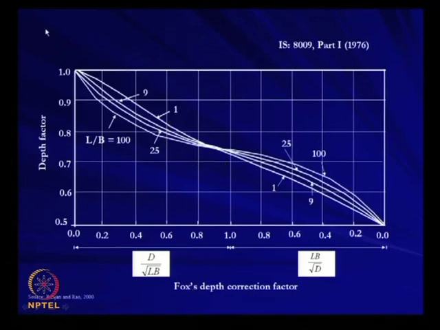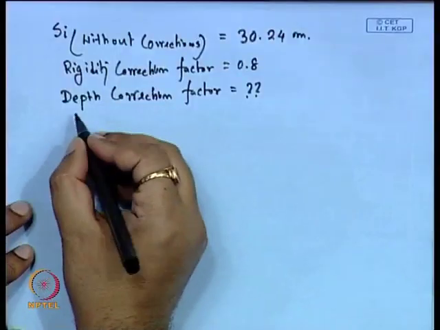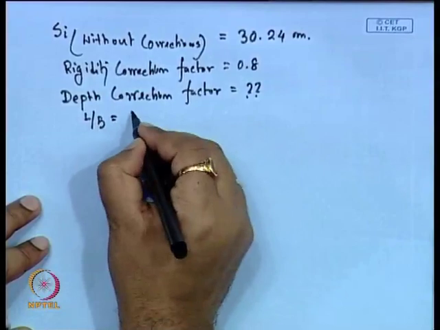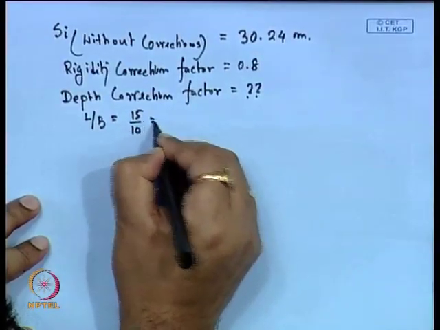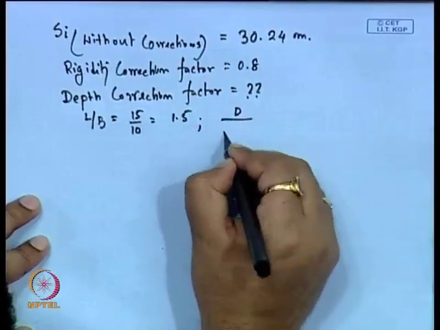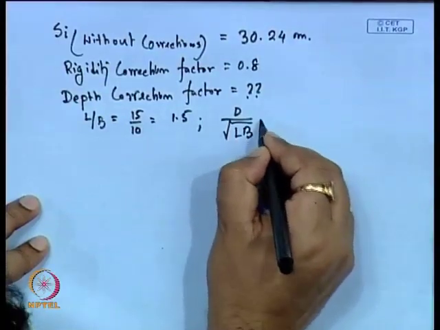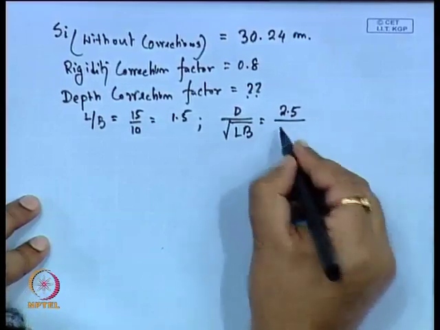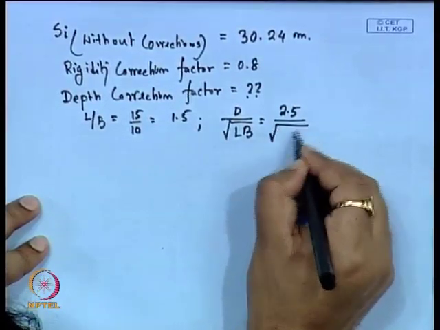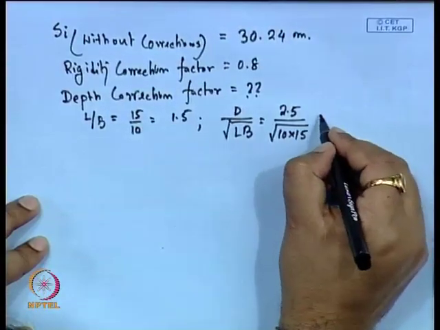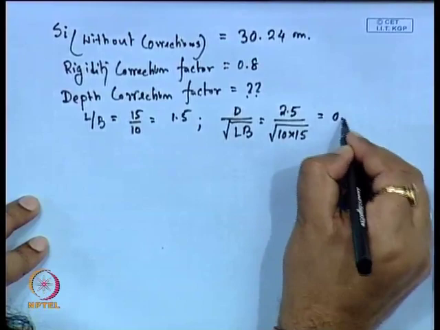Now, to get the depth factors, we need L by B, that value is 15 divided by 10, so 1.5. Another is D over root LB. The D value, DF, is 2.5, and root over L B is root over 10 into 15. So, this value is coming 0.2.